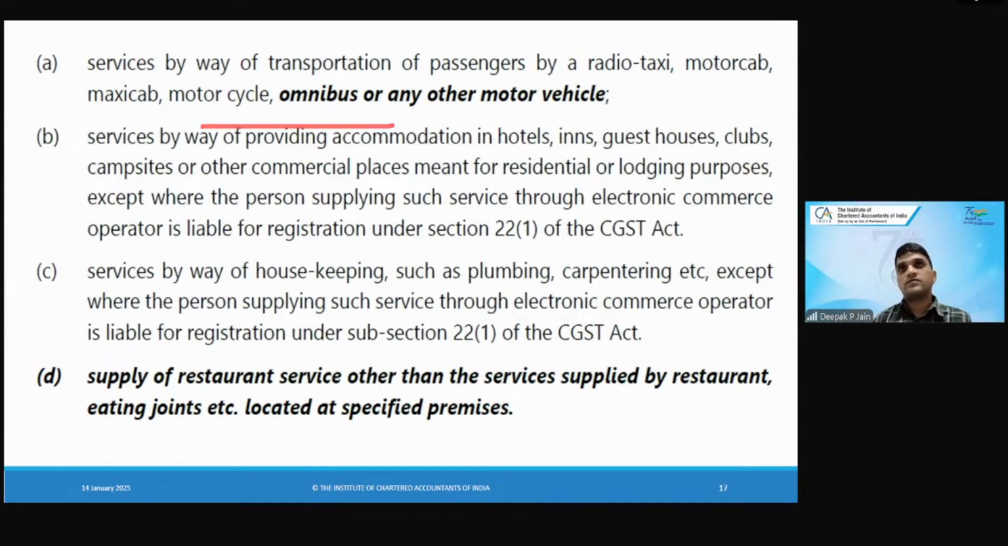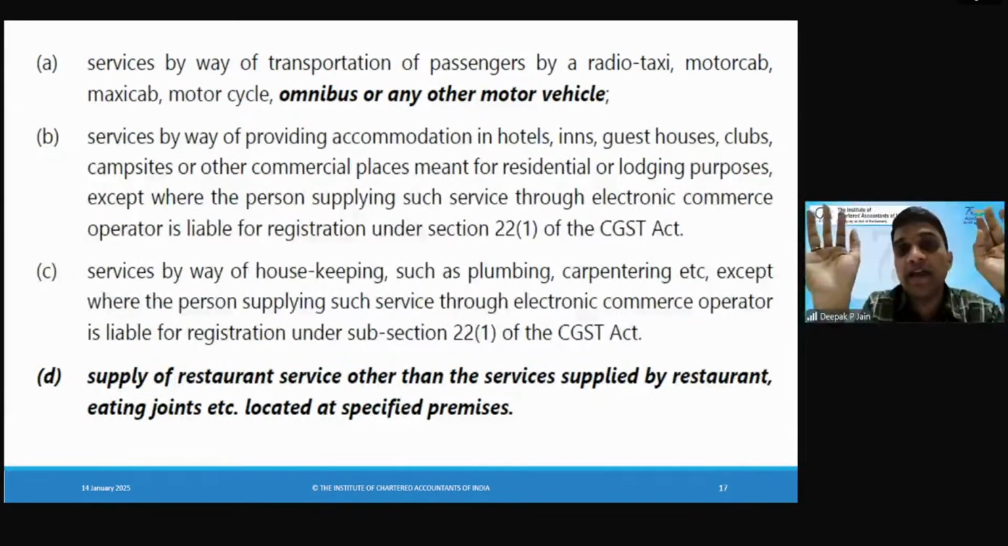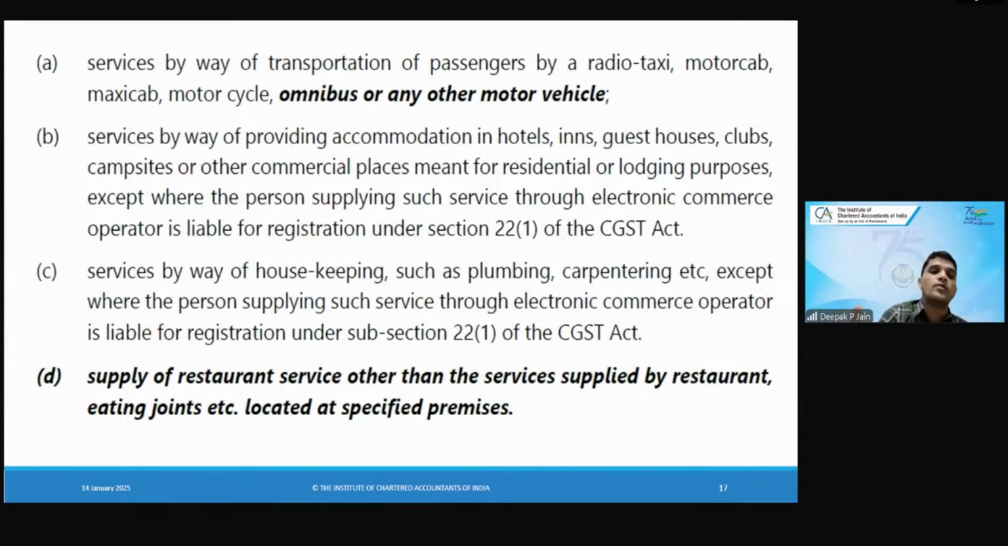Transportation of passengers, right? We have taken examples of various e-commerce. Now we'll take another example to understand this, wherein on these transactions, neither the supplier will pay, nor the recipient will pay. Radio taxi, motor cab, maxi cab, motorcycle, which is all supplied through an e-commerce, because normally when you are supplying any goods through a radio taxi not using e-commerce, then no question of this coming. These 4 points are specifically when you are supplying it through an e-commerce operator.